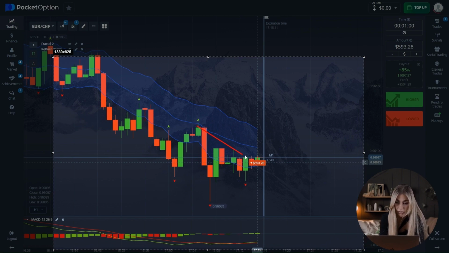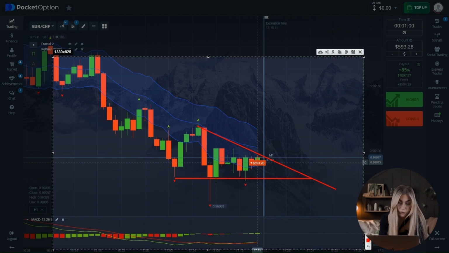Here is the top level of this figure, and we're now close to its apex, which means we're also close to the moment of breaking through the support level. And this pattern should close soon. So opening a put option was a justified decision. I'm now waiting for the price to drop to the bottom edge of the triangle, and then the breaking through the support level. Let's observe.